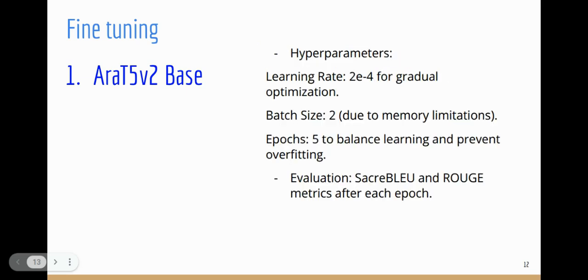The hyperparameters used were the learning rate, and the batch size was 2 due to memory limitations, and epochs were 5 to balance learning and prevent overfitting. And finally we used SacreBLEU and ROUGE metrics after each epoch.